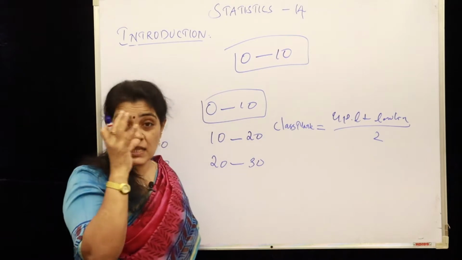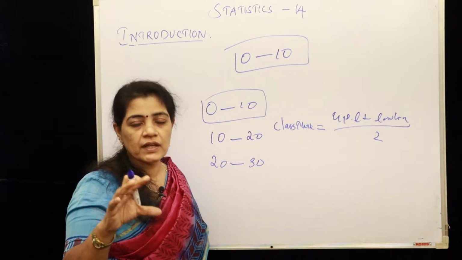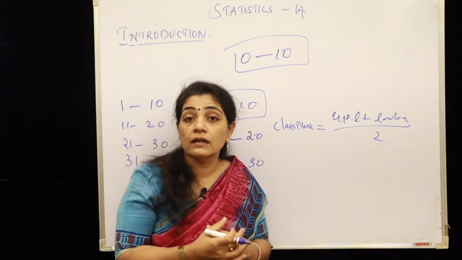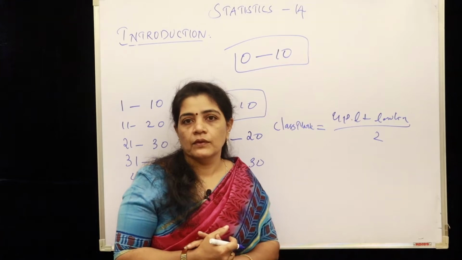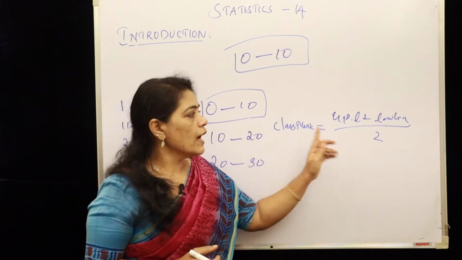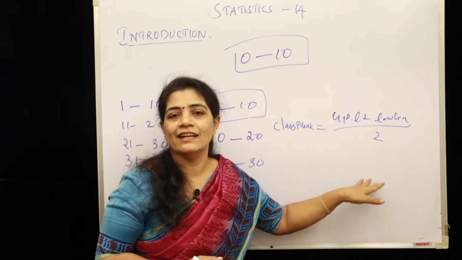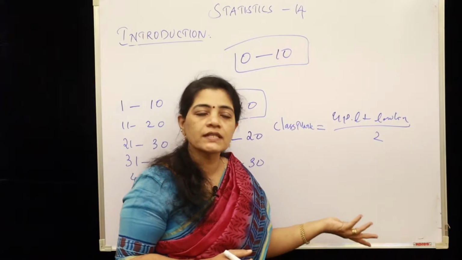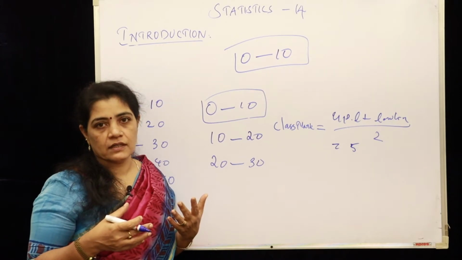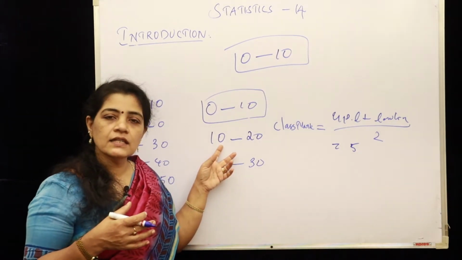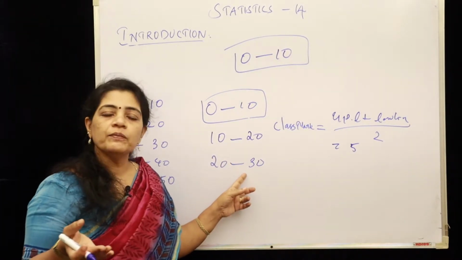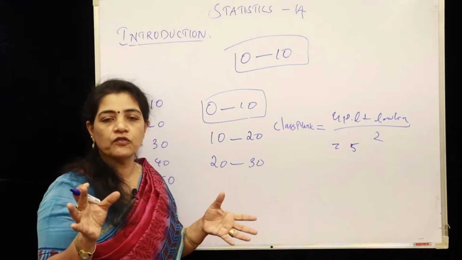Don't confuse with the class width. We are usually representing that by the letter H. Here class mark or mid value. What is the mid value of the first class interval? Upper limit 0 plus lower limit 10 by 2, 0 plus 10 is 10, 10 by 2 is 5. So 5 is the mid value of the first class interval. And in the second class interval 10 plus 20, 30 by 2, 15. Then 20 plus 30, 50 by 2, 25.